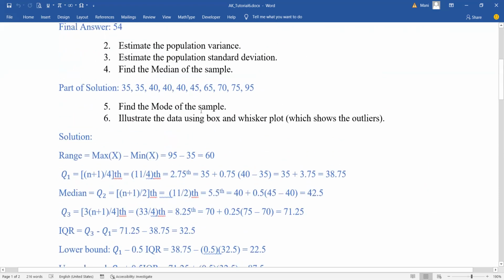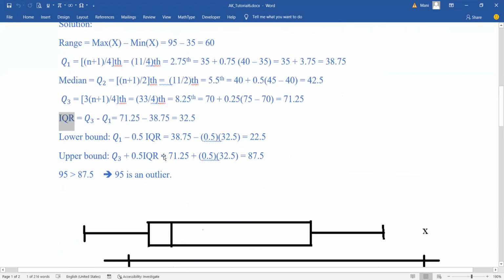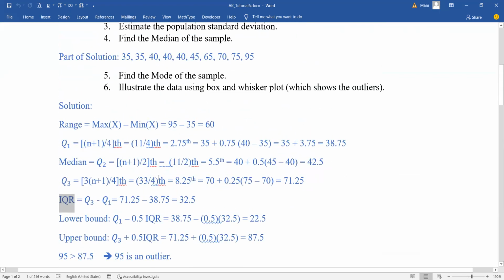First thing to do, this part is actually not that much related to your box plot, but anyway, it's nice to show it. So the range of your data is the maximum value of your data minus the minimum. So 95 minus 35, which is 60. And this is different from your interquartile range, which we should calculate to be used inside your box plot.